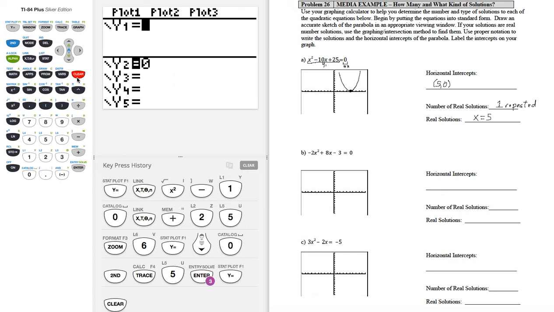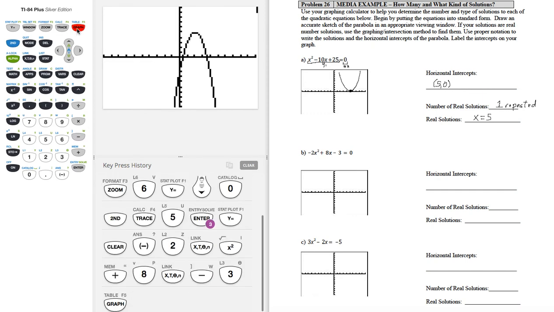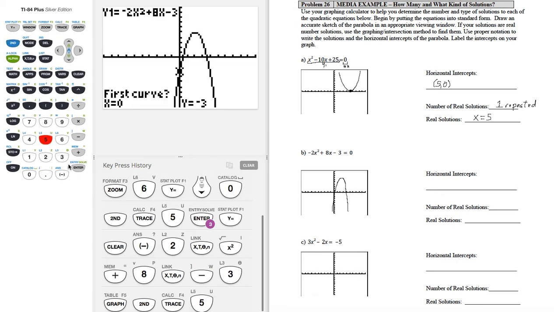clear out the first equation, and enter negative 2x squared plus 8x minus 3. Again, we're going to graph on just a standard window and see what we get. Looks like we've got some solutions there. I'm going to try to reflect my graph here, something like that. And let's run second calc number 5. We're going to find our horizontal intercepts.